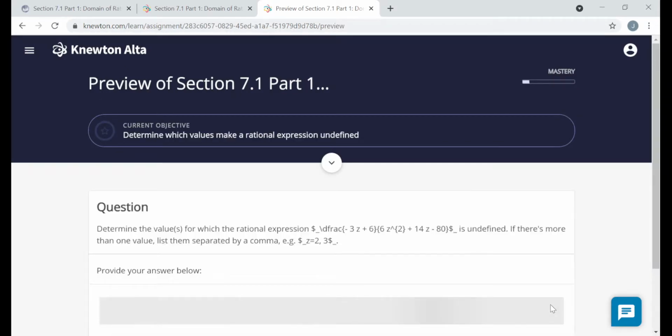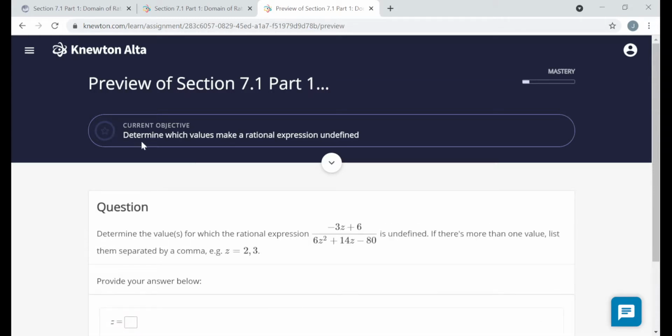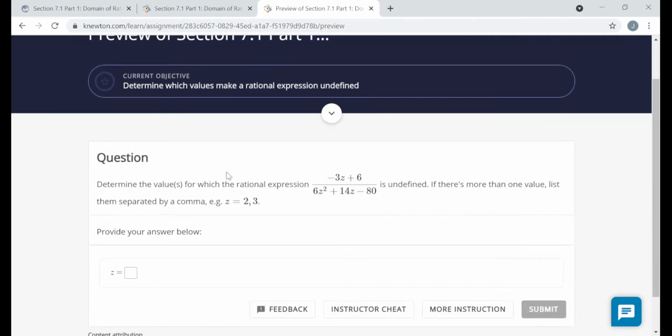Now this question's on the objective: determine which values make a rational expression undefined. I've already kind of pointed this out with the first question. Remember, a rational expression will be undefined whenever the denominator is 0. So what we're looking for in questions in this objective are values of the variable, values I could replace the variable with, that would make the denominator 0. So for these questions, I'm really only going to be focusing on the denominators.